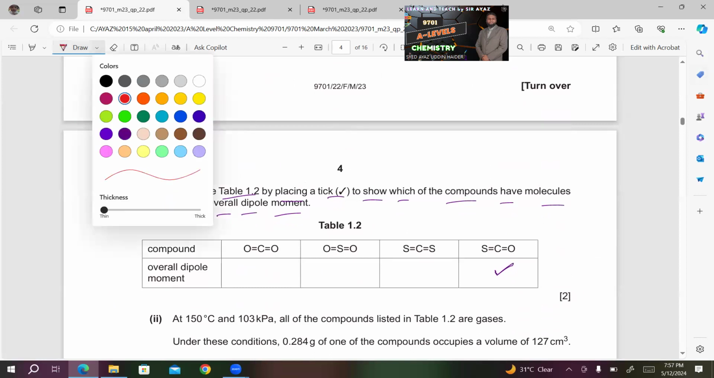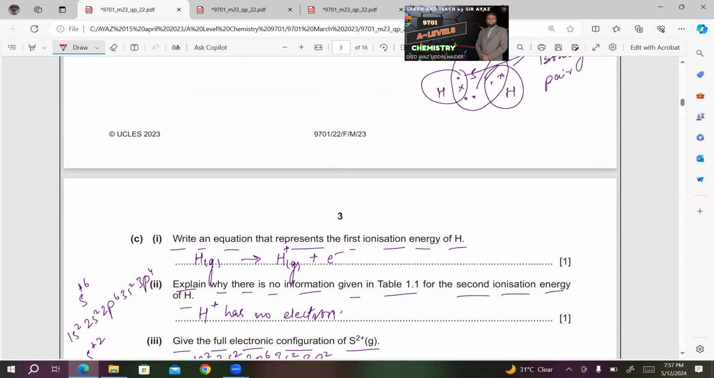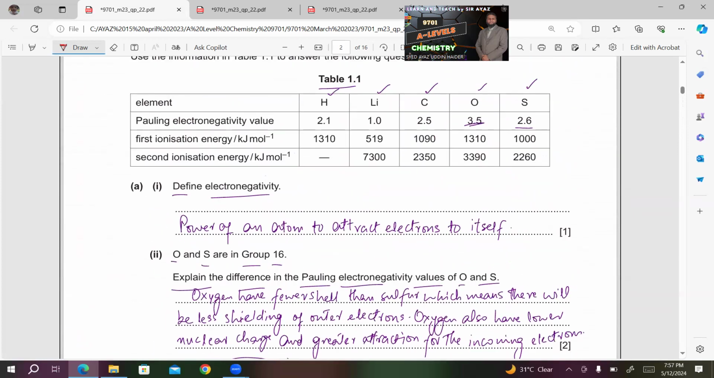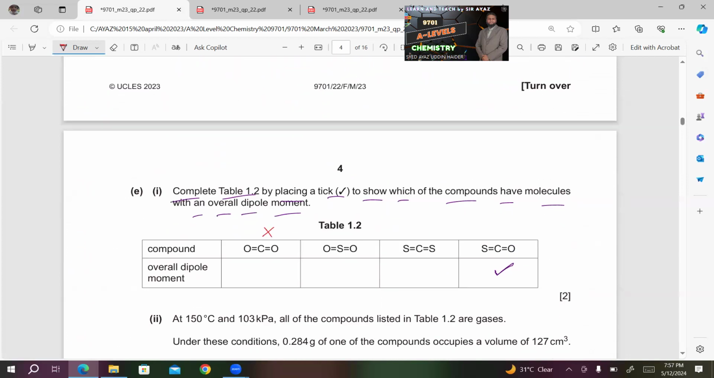There won't be any dipole here. What about SO2 and CS2? CS2 has a very small difference between the electronegativity values of carbon and sulfur. So there isn't any dipole moment here.